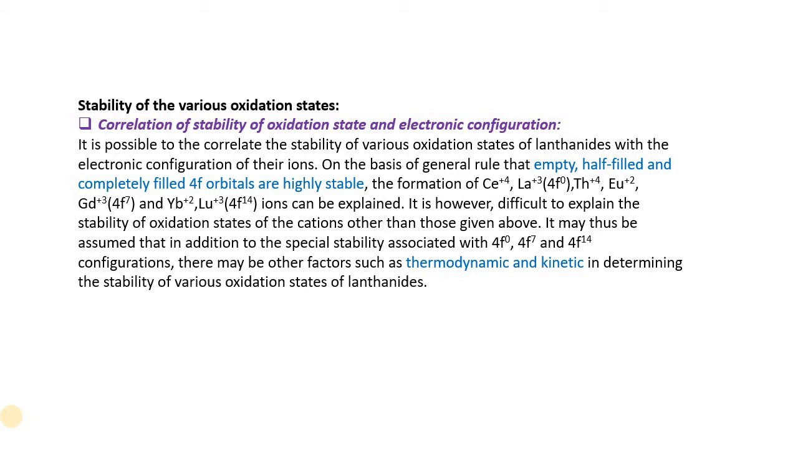Stability of various oxidation states. The first discussion point is whether the electronic configuration can be used to correlate with the stability of the oxidation states. Yes, the concept of electronic configuration can be used. Let us think that three terms must be prominent in deciding the relationship between stability of oxidation state and electronic configuration.